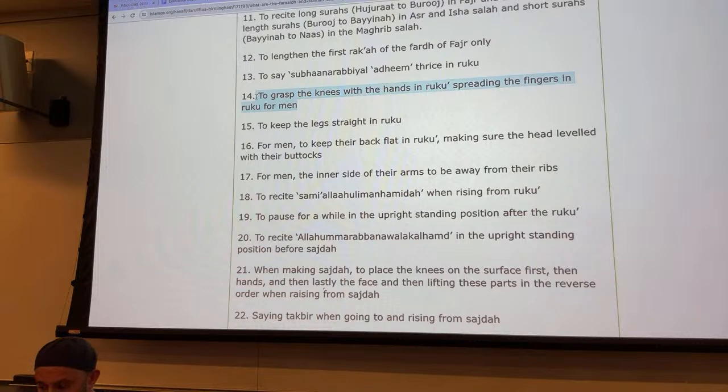When you're bowing, are you supposed to make a proper L shape, or if your back is arching but you're still holding your knees, is that okay? The bowing at a minimum just requires you to be lowered enough that you're holding your knees, right? But the optimal position is that you are straight in the posture.